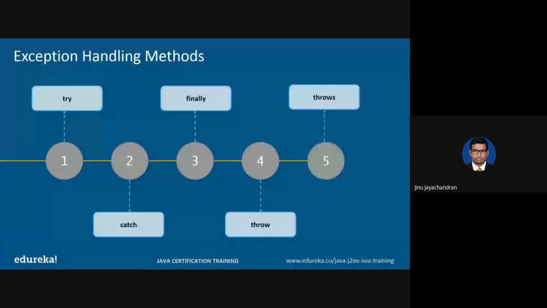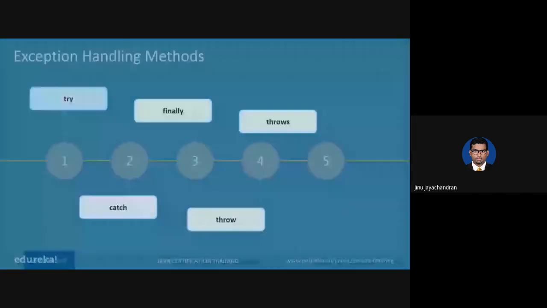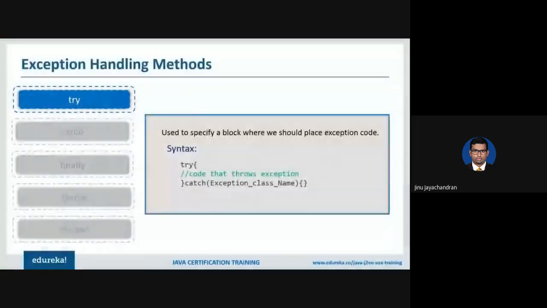Let's see each of them. First, try. Try block is used to enclose the code that may throw exception. The syntax is as follows. As you have already seen, it's very simple. We write a code that throws exception and we can handle it using the catch block.